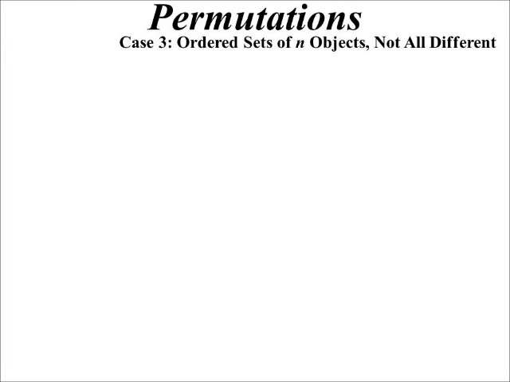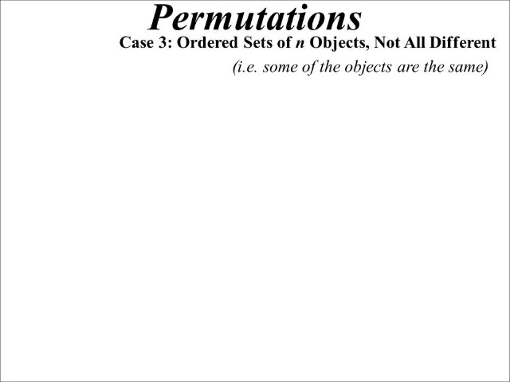The next case for permutations. What happens if some of them are the same? So we've got n objects. I'm going to arrange them all, but they're not all different. So some of them are the same.